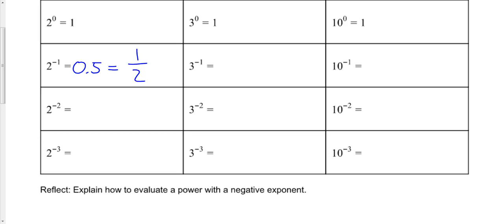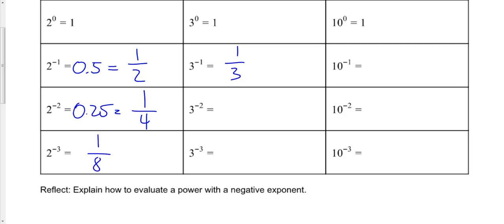2 to the exponent negative 2 is actually 0.25. But as a fraction, it's 1/4. Okay? And 2 to the exponent negative 3 as a fraction is 1/8. So what I notice here is that 3 to the exponent negative 1 is 0.33333, repeating. Well, as a fraction, that's 1/3.